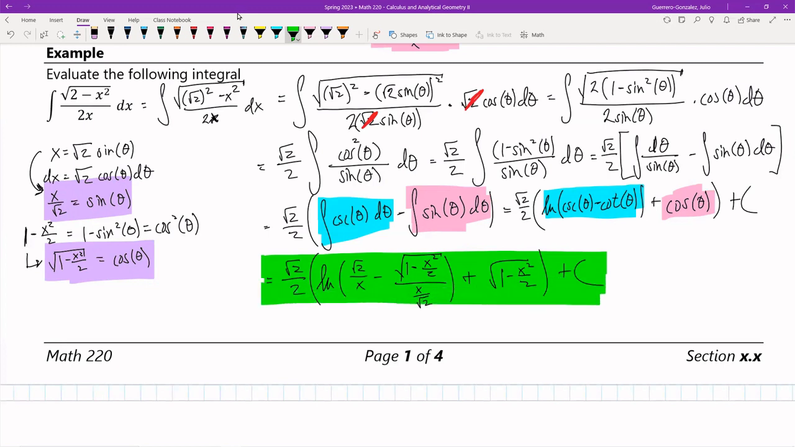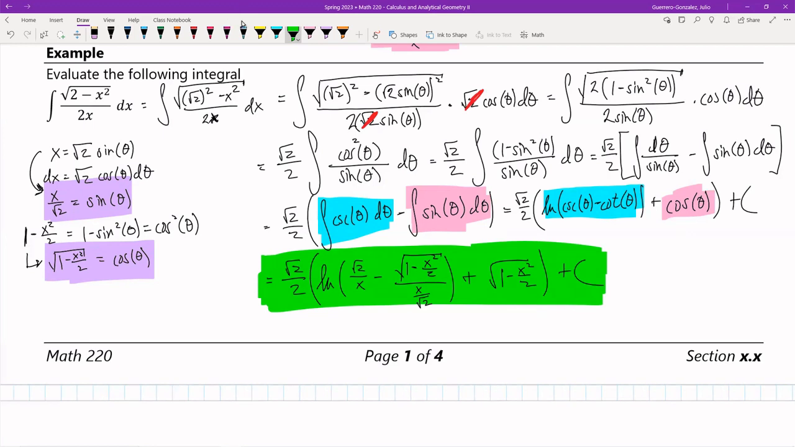So this should be enough, unless your online system is asking you to reduce it any more. This should be enough. Okay, and we're done with this one.